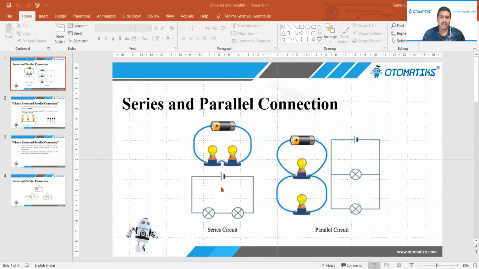Before that, I'll share with you the circuit symbol of a bulb. To draw the circuit symbol of a bulb, you have to mark an O and inside it mark an X. This is the symbol for the bulb.